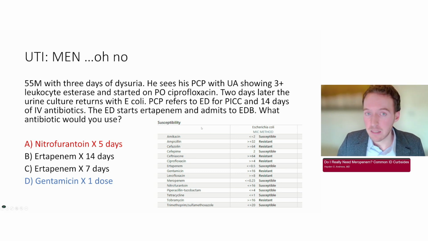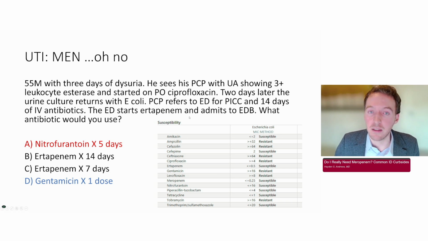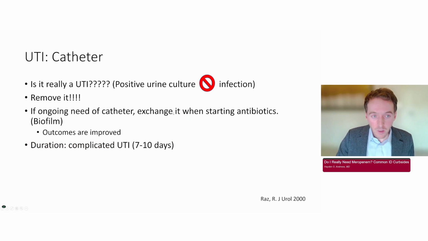Maybe the PCP sent this patient to be admitted because they have a really bad allergy to Bactrim and for whatever reason also can't take nitrofurantoin. That still doesn't mean they necessarily need IV antibiotics. You can always use a one-time dose of aminoglycoside if it's susceptible. It's actually resistant to gentamicin, but it's susceptible to amikacin, which is another aminoglycoside. So you could use that to save the patient from needing to be admitted.